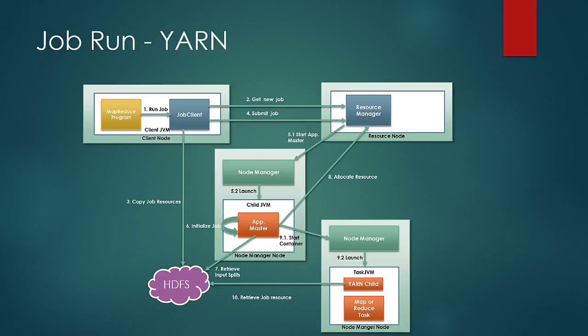It is in this manner that the distributed cache is transferred to the local machine, where a map or reduce task can refer to and use it.